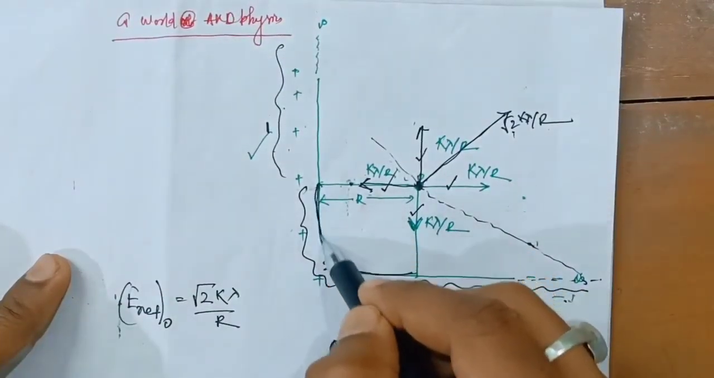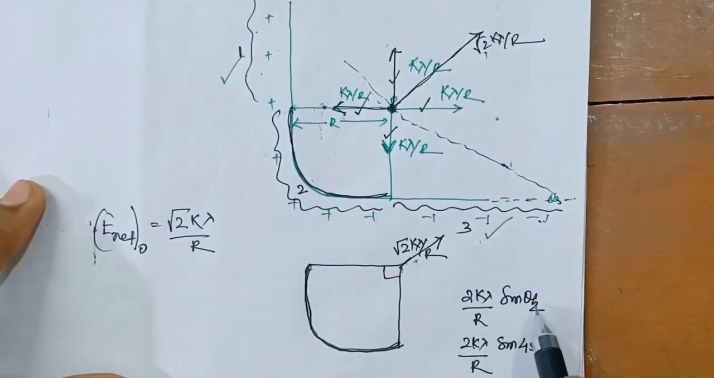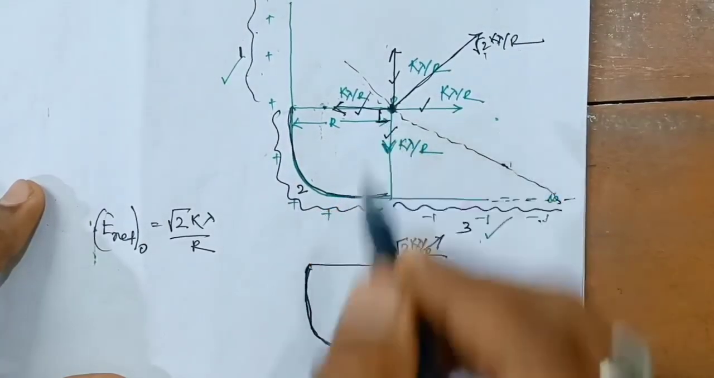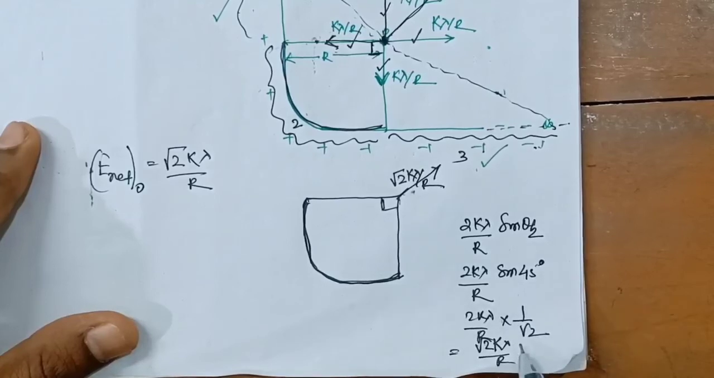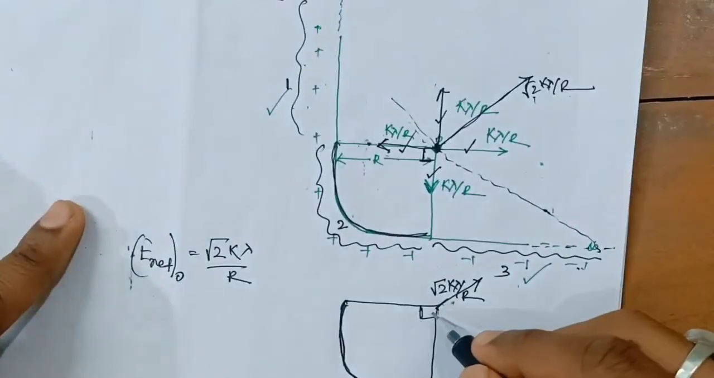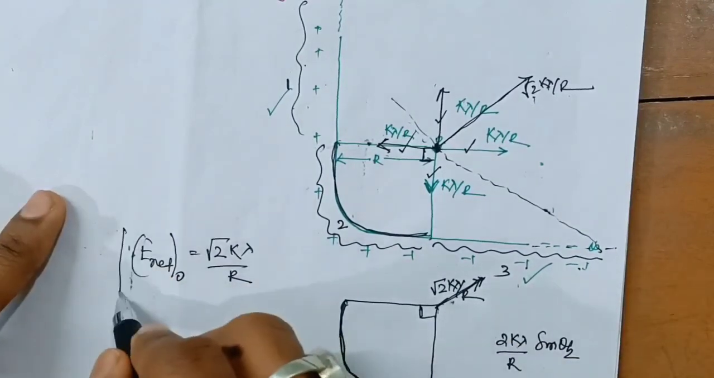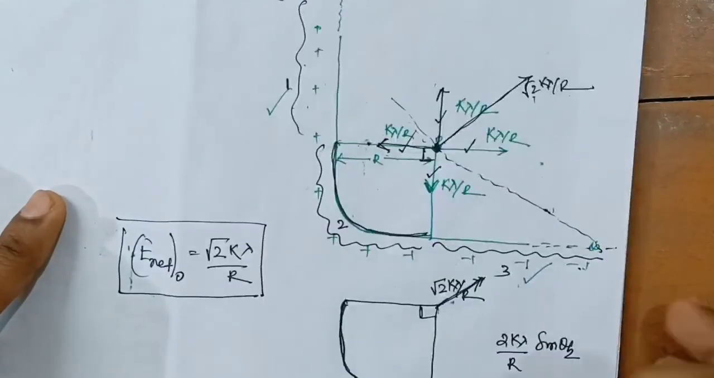Now think about segment 2, and I know the general expression 2k lambda by r sine theta by 2, and this is a quarter ring, so the angle is 90 degrees. Substituting here, the 45 degrees, we get root 2 k lambda by r, and this root 2 k lambda by r goes exactly like this. So this is the expression of electric field at the center O if this kind of segment question is framed.